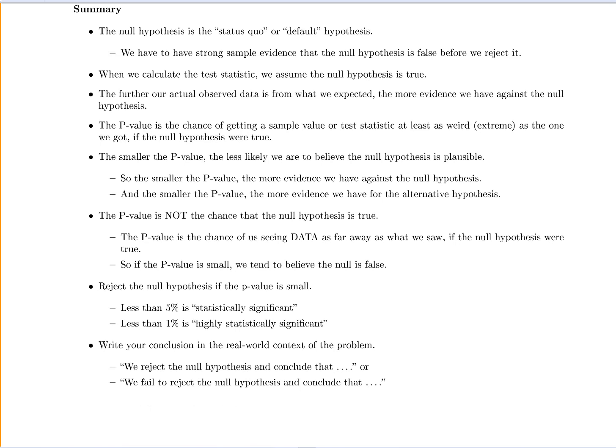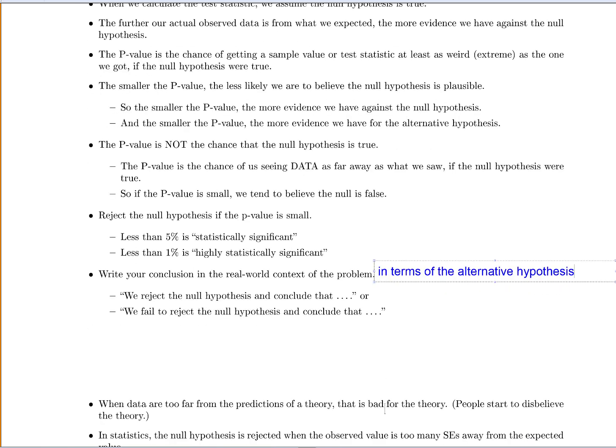And you want to write your conclusion in terms of the real world context of the problem. And the conclusion is always in terms of the alternative hypothesis. So we'd say, like, we reject the null hypothesis and conclude that blah, blah, blah. Or we would say we fail to reject the null hypothesis and conclude that blah, blah, blah, insert whatever your alternative hypothesis is there.